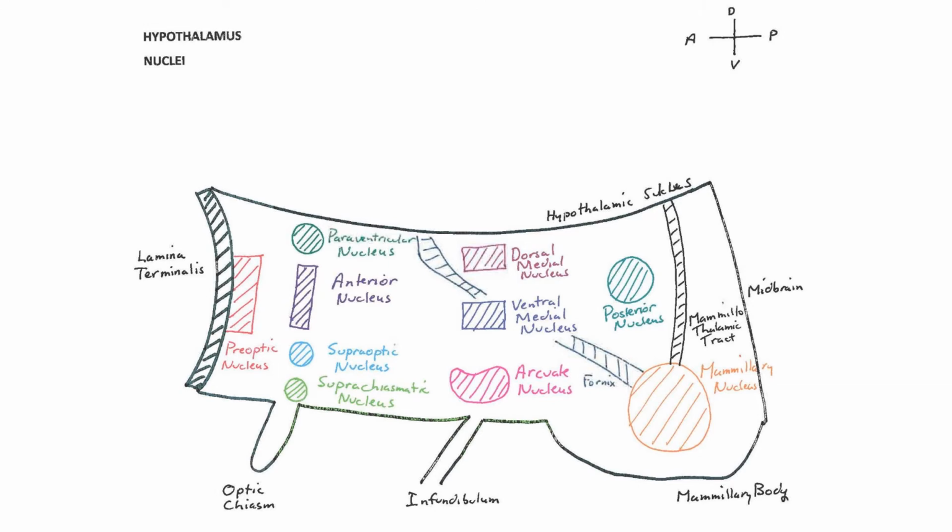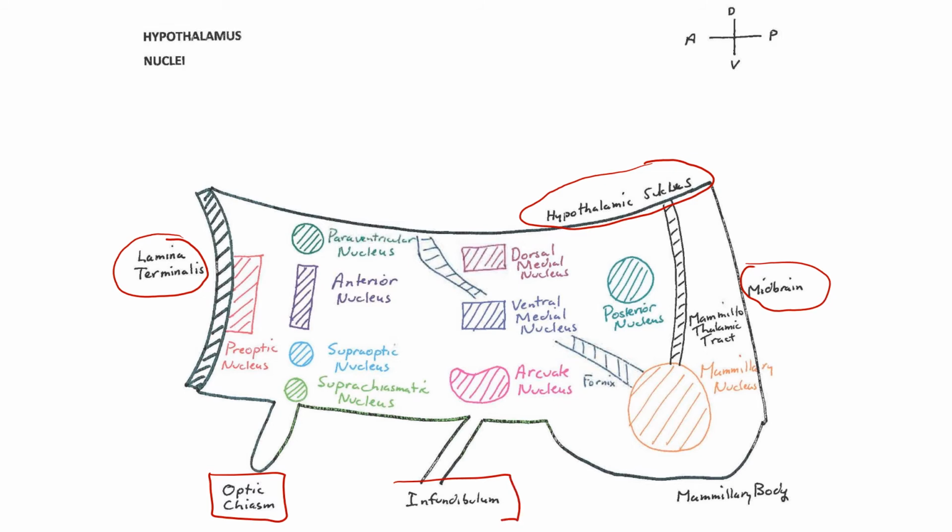So when we look at the hypothalamus, first of all, like we've done with many areas of the diencephalon, we want to define this area. So we're going to say that the anterior boundary is going to be the lamina terminalis. We are going to see that the dorsal boundary is going to be the hypothalamic sulcus. Posterior boundary is going to be the midbrain. And then across the ventral surface, we are going to see three different structures. We are going to see the optic chiasm. We are going to see the infundibulum, or pituitary stalk, and we are going to see the mammillary body.